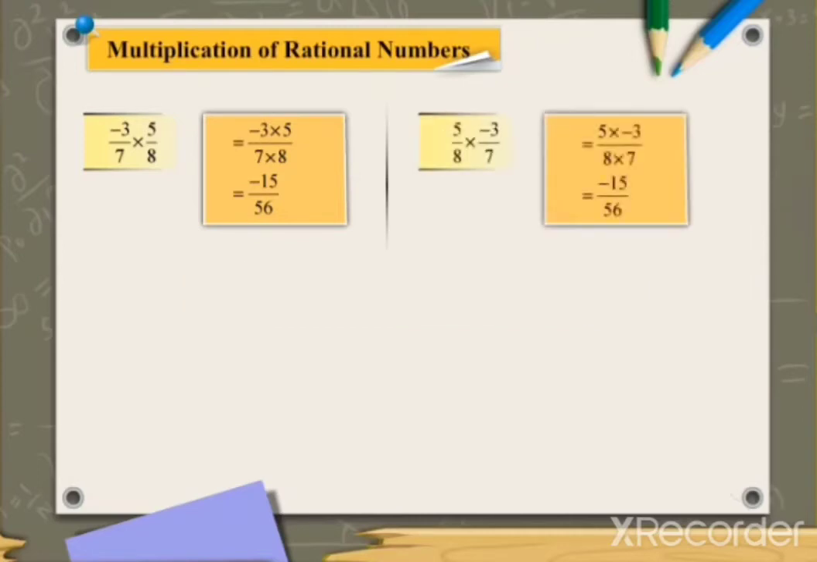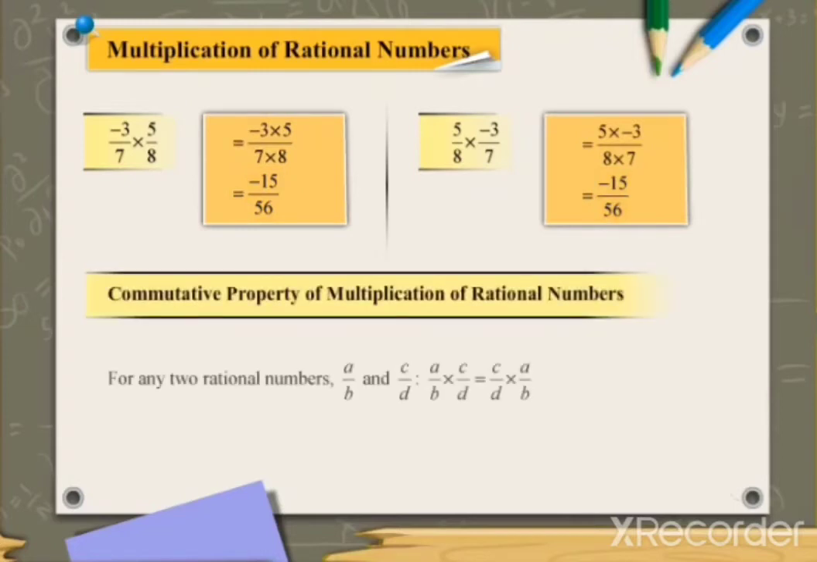Now, on multiplying 5 upon 8 by minus 3 upon 7, we again get minus 15 upon 56. Thus, we can say that multiplication is commutative for rational numbers.